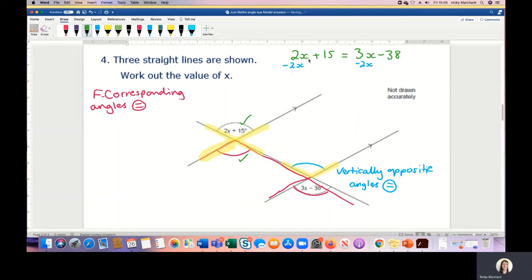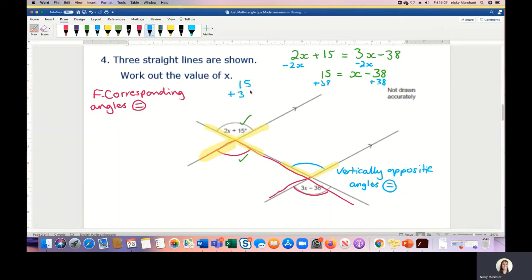2x take away 2x is no x left. I'm left with 15. 3x take away 2x, I'm left with just x, just a single x. You shouldn't really write 1x there, some people do, but it's just left with x, and that means 1x. Okay, so the next part then, we want to get rid of this 38, so we're going to add 38 to both sides, like so. Now, if you need to do a little bit of a calculation at the side, then please do that.